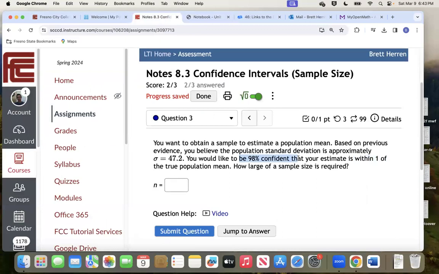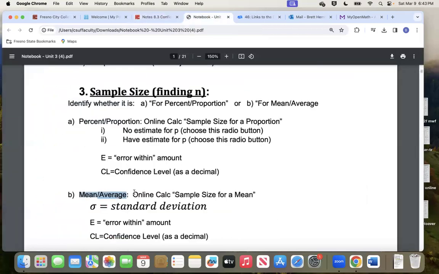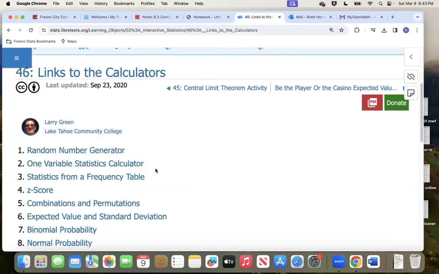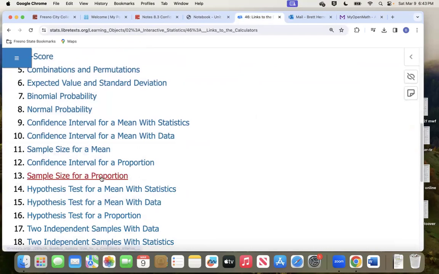That doesn't mean percentage. That's a percentage confidence. That's not what we're trying to estimate. We're trying to estimate a mean, an average, like how long will the tires last on average. So we're coming down here to the mean average. Go to the online calculator, sample size for a mean. Here we are. Sample size for proportion, number 13, no, up on 11. Sample size for a mean, that's the one, number 11.